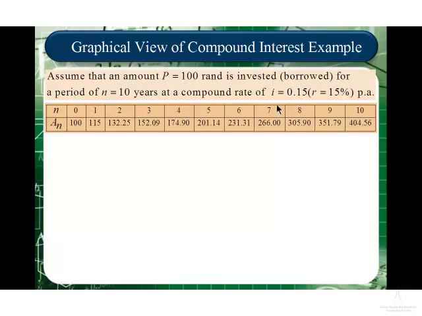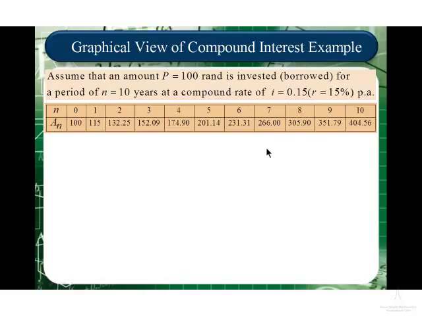It is important to also consider the graphical view of compound interest. We use exactly the same example as before. We invest 100 Rand over 10 years, the compound rate of i equal to 0.15, and we consider the input-output table as we had it on the previous screen.